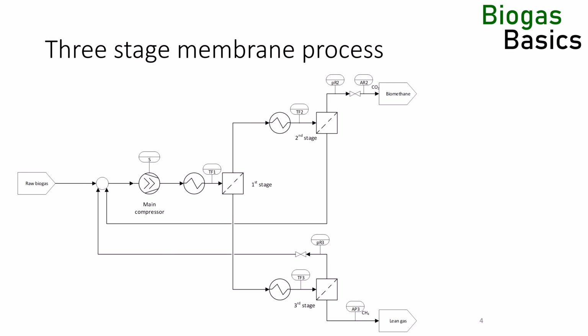The common process for the purification of biogas to biomethane and off-gas is the three-stage process. Biomethane is the CH4 enriched stream, and off-gas is the CO2 enriched stream. Raw biogas is mixed with two recycle streams and compressed to around 12 to 16 bar gauge. After compression, it is cooled to around 4 degrees Celsius to remove most water and reheated to at least 10 to 15 degrees Celsius above the dew point.